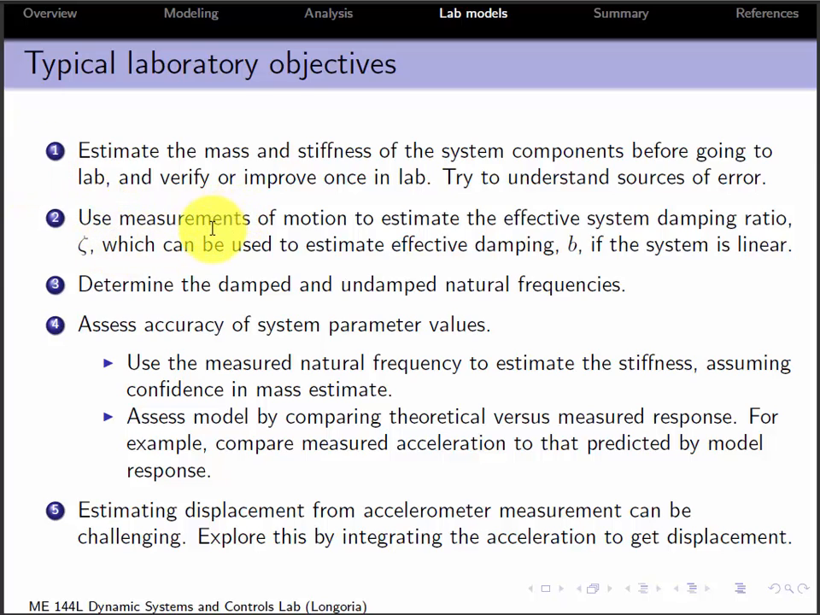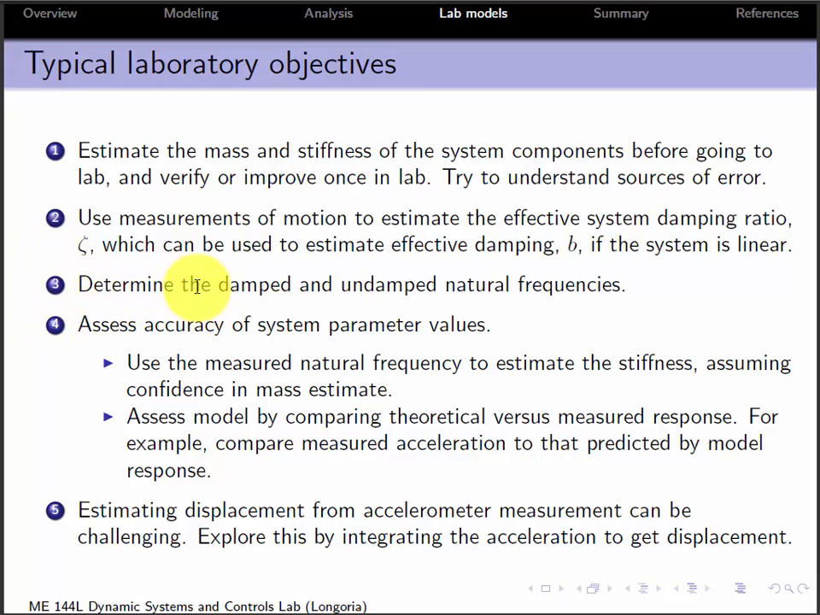Damping is something that's very hard to estimate theoretically. A lot of times you're going to have to go into the lab, and that's what we're going to do. We're going to have to measure the system motion to extract the damping ratio, and then from that we can estimate the B value, and I'm going to talk about that shortly. So that's one of the other things that you're going to be doing in the lab.